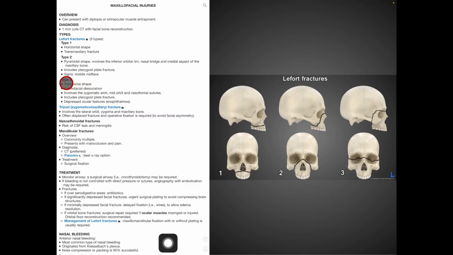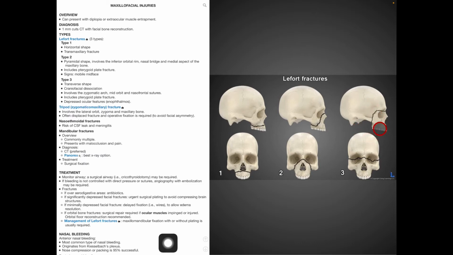Next, let's talk about type 3 Lefort fracture. It has a transverse shape. You can see here the fracture is transversely through the orbits. Also, you get the vertical fracture through the zygomatic arch. When this occurs, you get the finding called craniofacial disassociation. And that's just where the face can move away from the cranium.